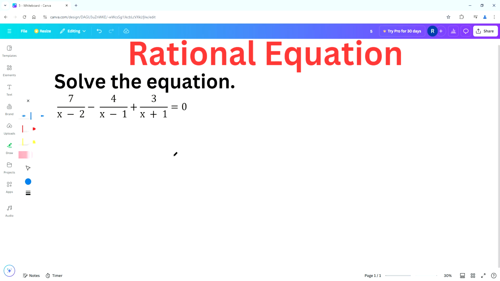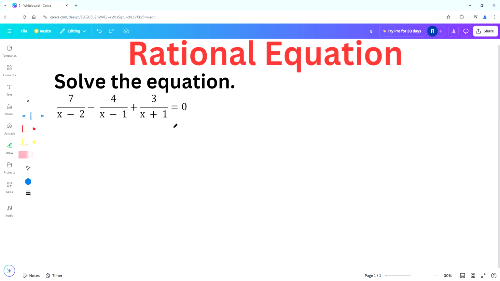In this video, we'll solve a rational function equation. The given equation is 7 over x minus 2 minus 4 over x minus 1 plus 3 over x plus 1 equals 0. This is a rational function equation because the variable x is in the denominator. The first step is to find the restrictions for this equation.